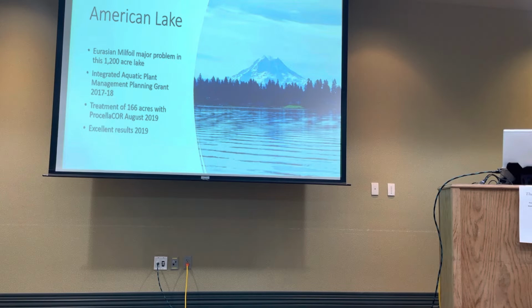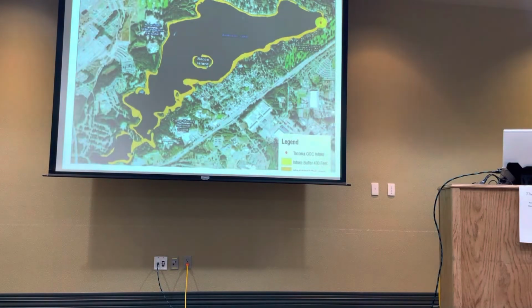American Lake, this is another major project that helped us figure a bunch of stuff out for ProcellaCOR. American Lake is in the Seattle area. Eurasian water milfoil is a major problem in the lake. The lake is about 1,200 acres. In 2017 to 2018, they issued an integrated aquatic plant management planning grant, and this resulted in the treatment of 166 acres with ProcellaCOR in August of 2019. We had excellent results in 2019. So here is a map of American Lake, and as you can see, the orange area is the treatment zones that were treated throughout the entire lake.